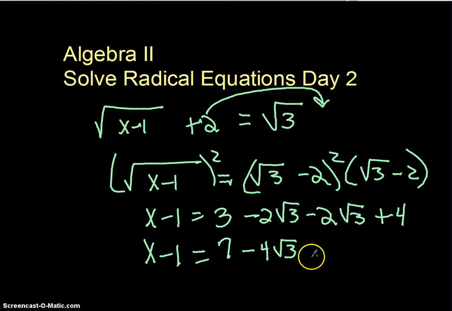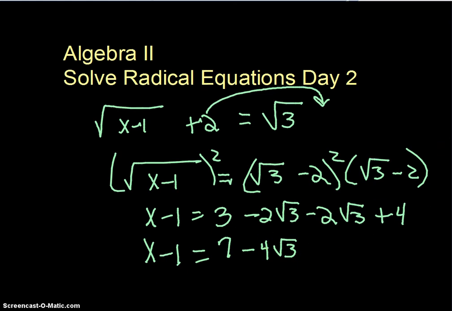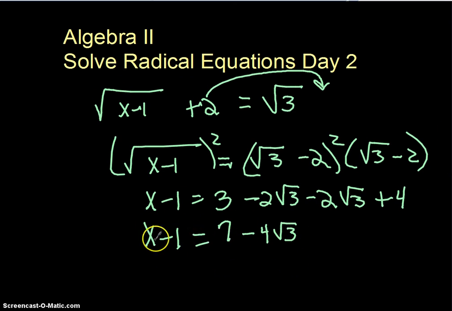You got to isolate again. So what you're going to want to do here is move your 7 and you get x minus 8 is equal to negative 4 square root of 3. You either divide by negative 4 or square both sides. I would probably square both sides. So you're going to have x minus 8 squared.